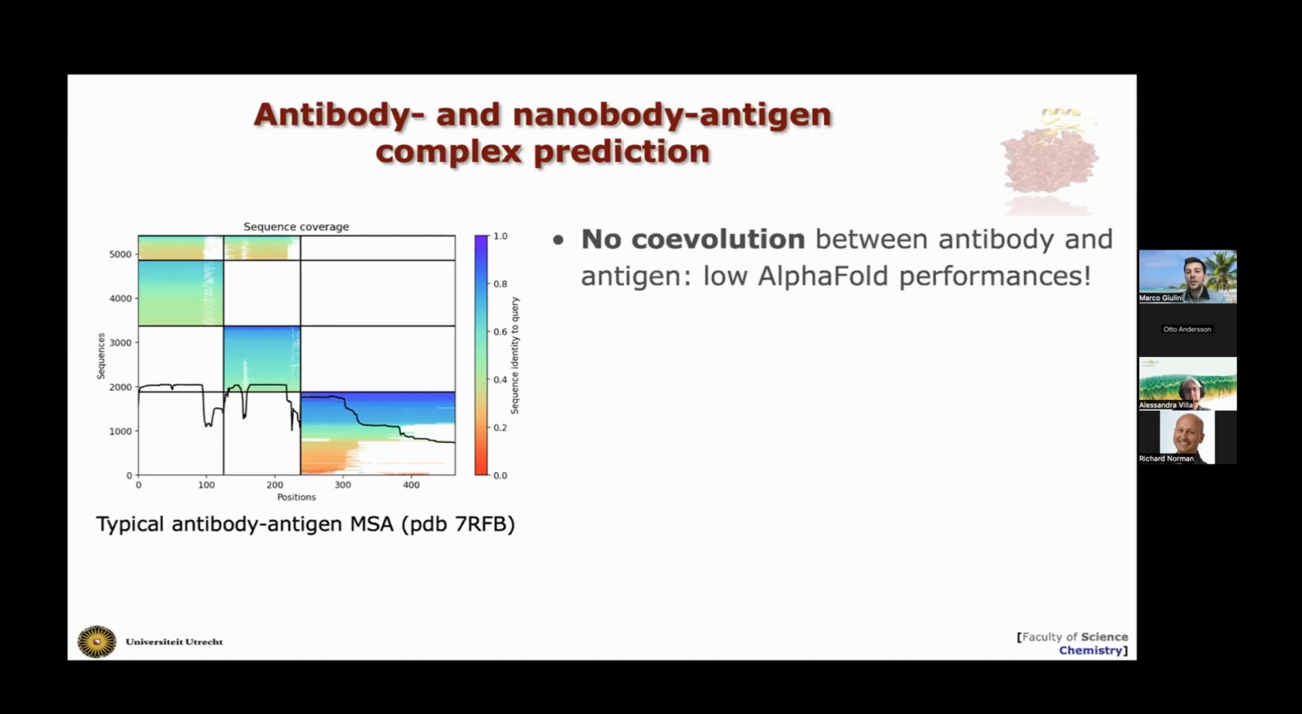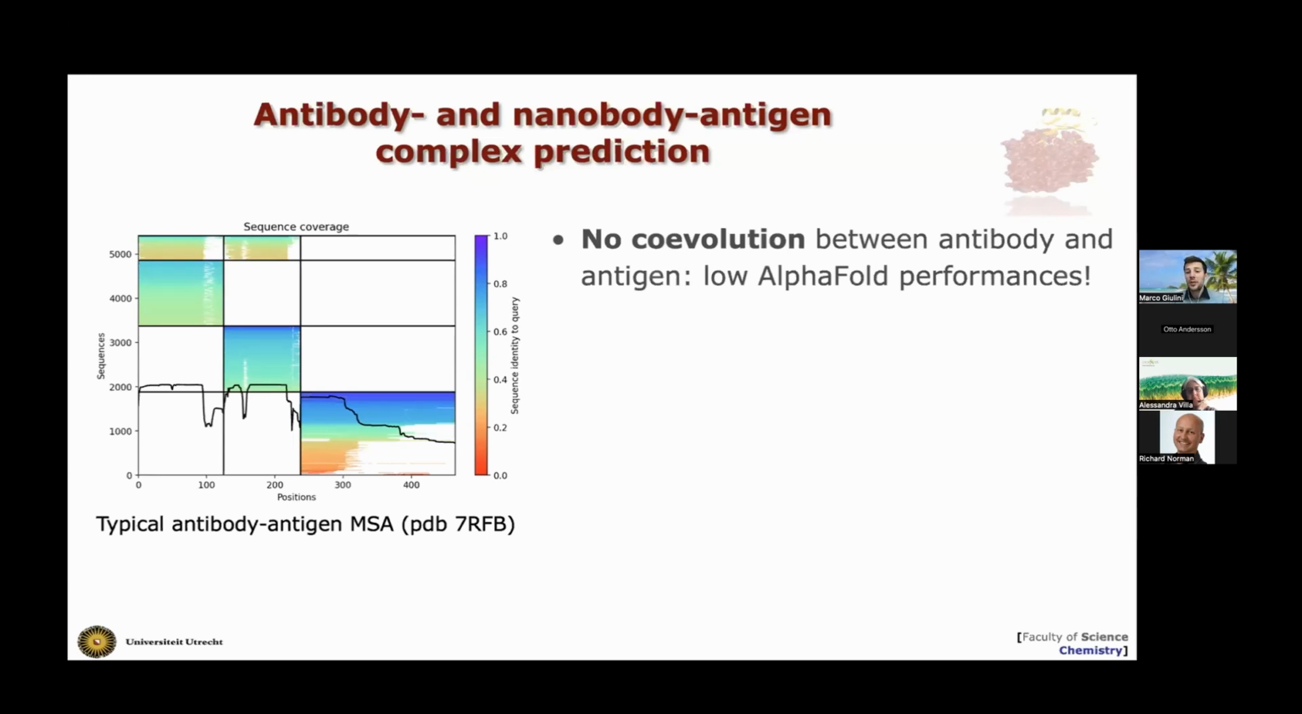So if there is a coevolution signal, it means that the two amino acids coevolved together, and that typically means that they are close in 3D. They are close in space. And AlphaFold internally uses this context to set distance restraints, and with these distance restraints, the machine learning can find a possible solution for the structure prediction.